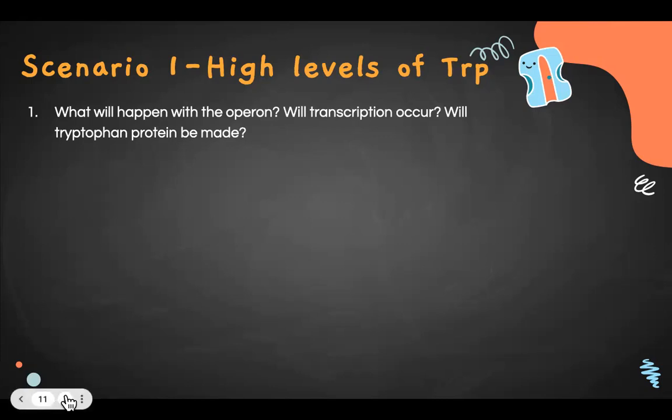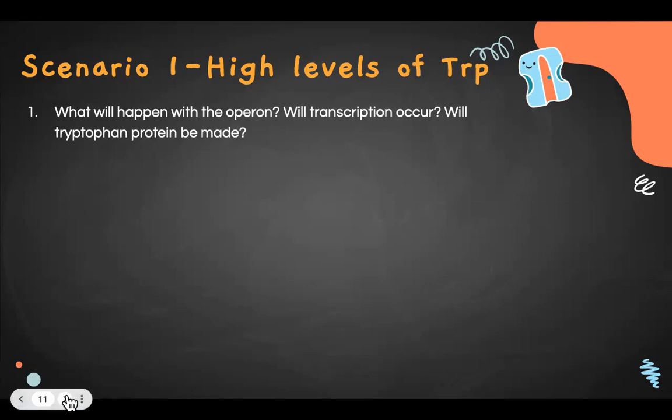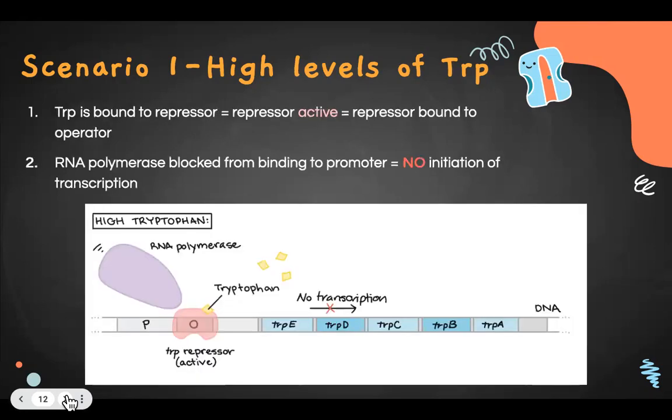Should be turned off. Why do you say that? Well, since we already have a lot of tryptophan, they don't need to get more, so the operator will be turned off, and transcription will not occur.